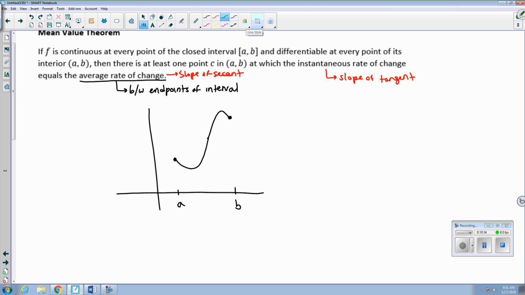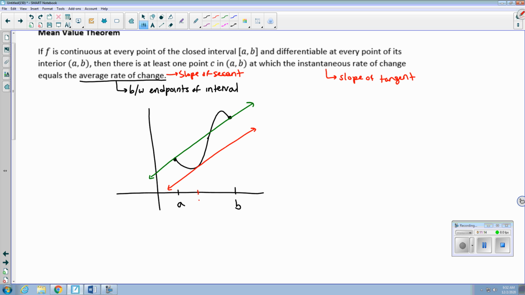So if I draw a secant line connecting the endpoints, its slope will represent the average rate of change along the interval from A to B. So what this is saying is, visually, you should be able to draw a tangent line that has the same slope as that secant line. Same slopes would mean you're trying to draw a line that would be parallel to that green line. And there could be more than one location, which is why I drew this specific example. So here's one spot where the instantaneous rate of change would equal the average rate of change.